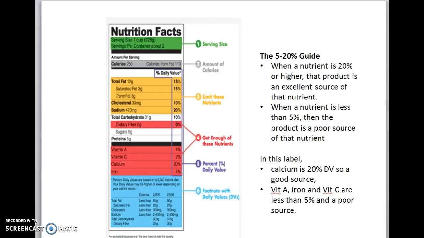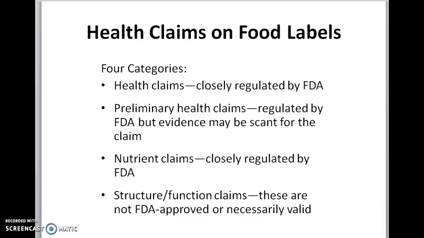The basic idea is the 5-20% guide. So for certain nutrients, it's best to look for something over 20%. So for instance, if you want to see if something's a good source of vitamin A or calcium or iron, if you see the percent 20% or over, you know it's a pretty good source. If it's 5% or less, it's usually not a great source of that particular nutrient. So this label shows that vitamin A is not a great source, whatever this food is, but it is a good source of calcium. Those are just some little tricks to use.